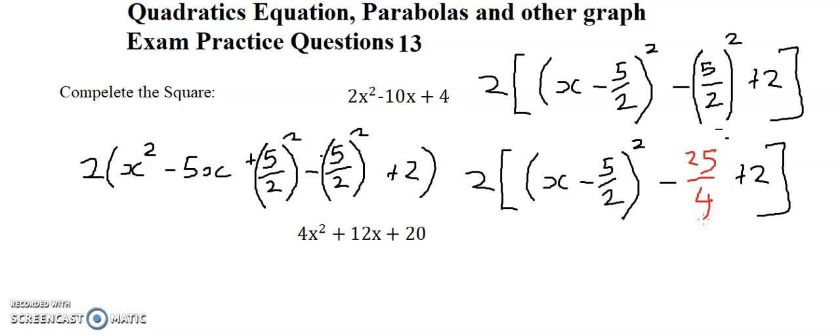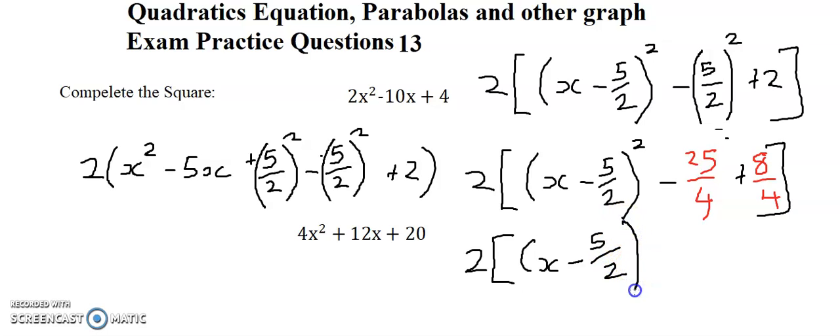That's because the power of 2 applies to the numerator and the denominator. Now I want to write 2 over 4, which means I've got it as 8 over 4, because 8 divided by 4 is 2. So now I can look at this and say, if I've got negative 25 and I am adding 8, I'm going to get negative 17. So it becomes 2 in big brackets, x minus 5 over 2 squared, and then take away 17 over 4.